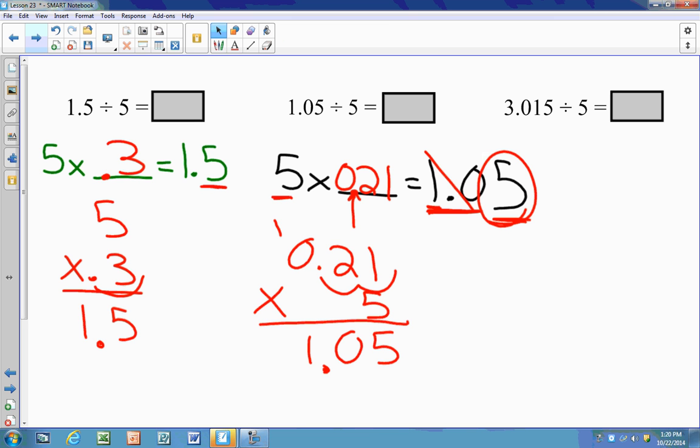So I'm doing my division by using multiplication, and I'm doing it with all facts that go in evenly. There will be no remainders when I'm working with my decimals.